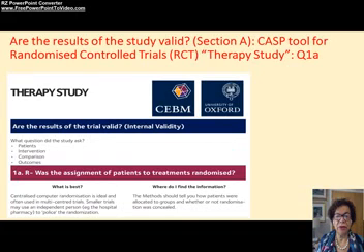This slide is the first of 6 slides which are in the main lecture, and they provide the example of the CASP tool for randomised controlled trials published by the Centre of Evidence-Based Medicine at the University of Oxford. And this looks at the first of those 6 slides, question 1A, looking at the validity of the trial and was the assignment of patients to treatments randomised. Each slide in the main lecture shows you what the question is looking for and also where to find the information and also how to rate the quality of the outcome.